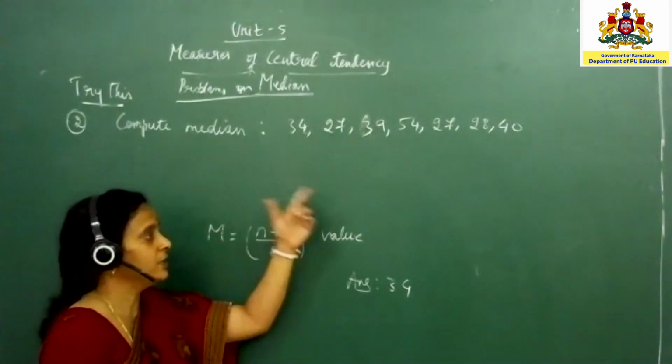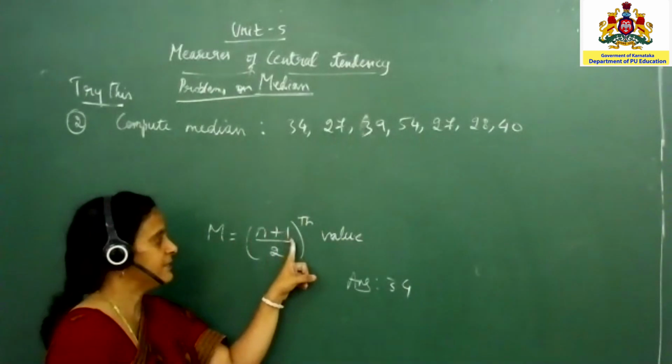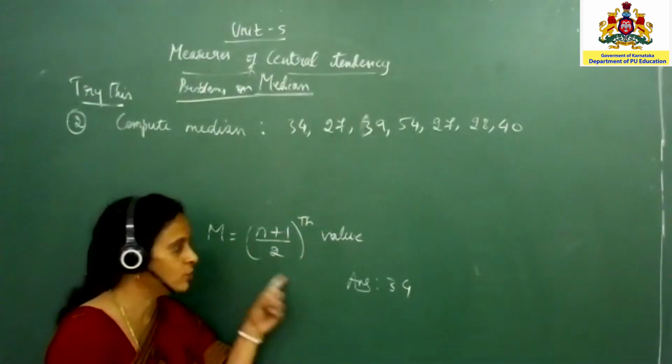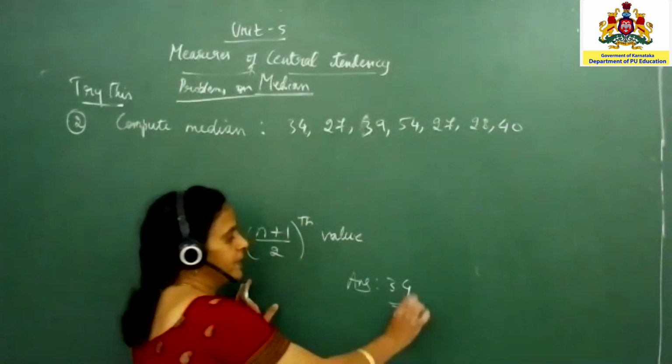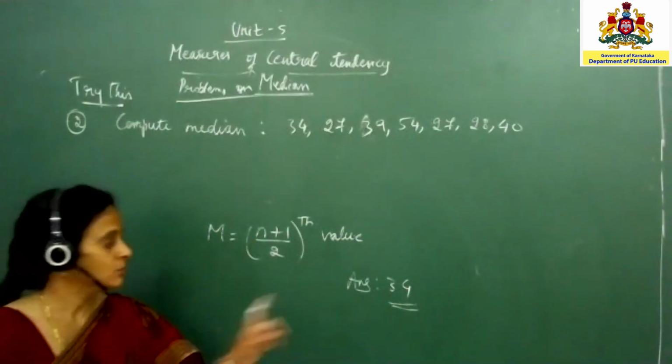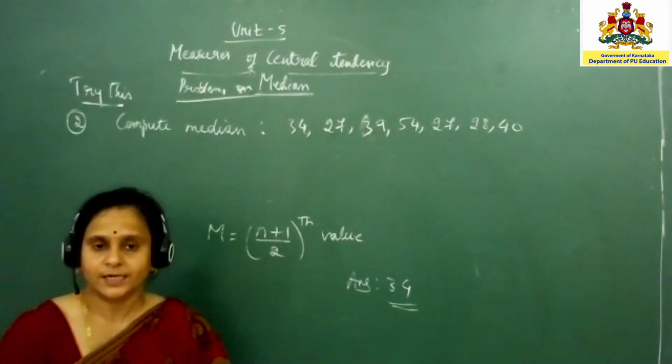Once you arrange, n value is 7, substitute here 7. 7 plus 1 by 2, that is 8 by 2, is the fourth value. The fourth value will give the answer as 34. So 34 becomes the median. So try this.